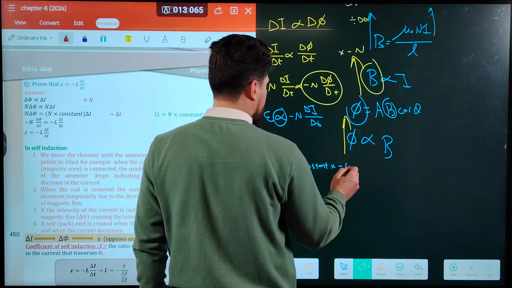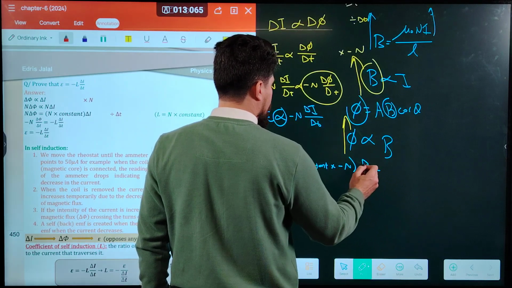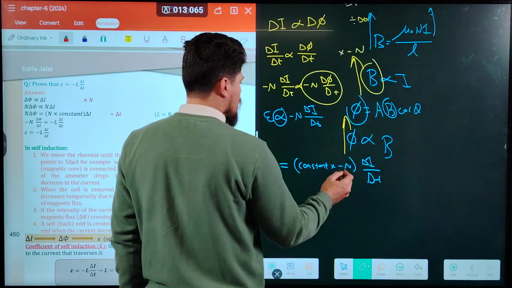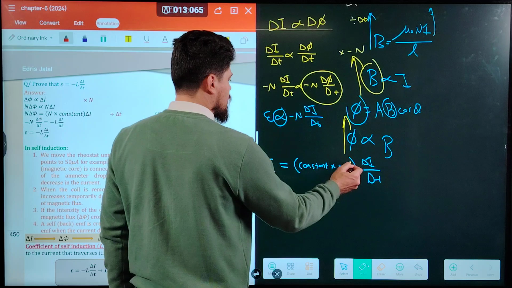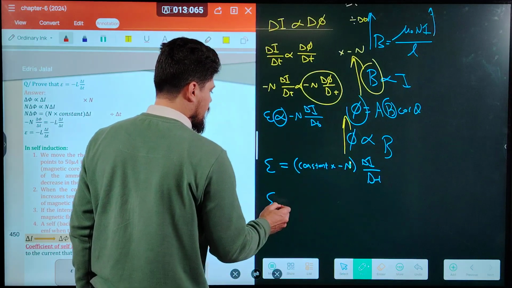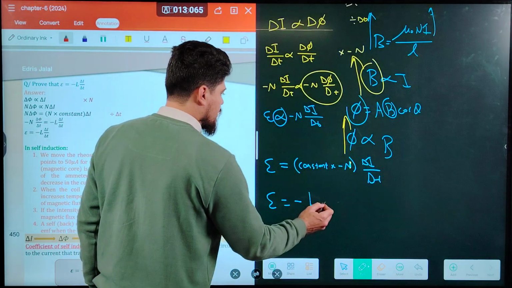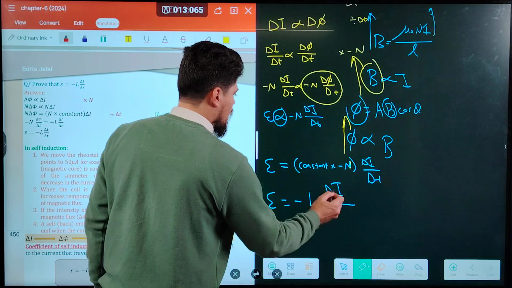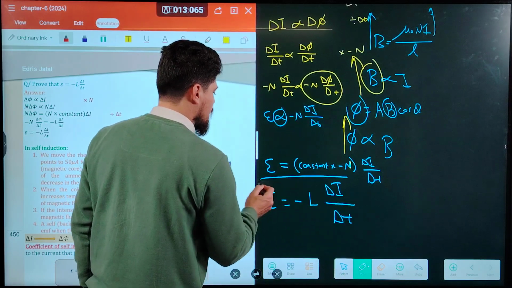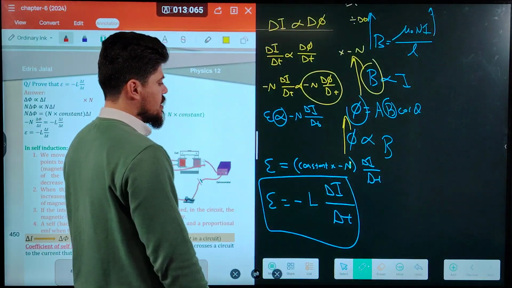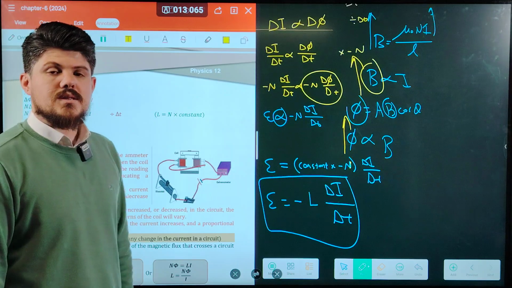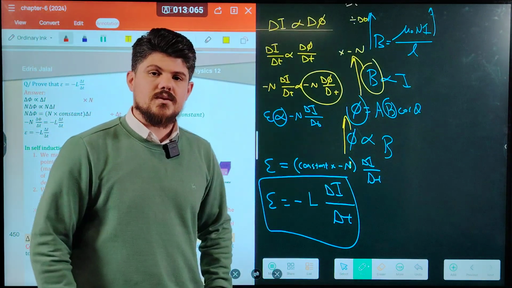You add a constant times negative N. What does remain? Delta I over delta T. Constant times N is equal to what? Is equal to L. So negative L delta I over delta T. This is the proof of self-induction, the EMF in self-induction.